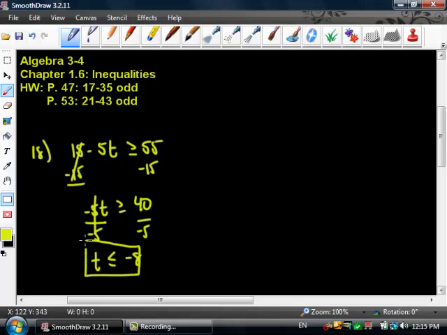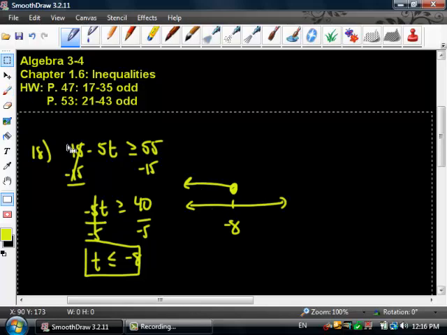Raise your hands if you got that far. T is less than or equal to negative 8. Excellent. Graph this guy. What kind of circle do I have, Aaron? Got to be closed because we're filled in. Less than. If it's less than, which way are we going, Mr. President? Going left. Excellent. Raise your hands if you got that right. Good job, everybody. Very good.